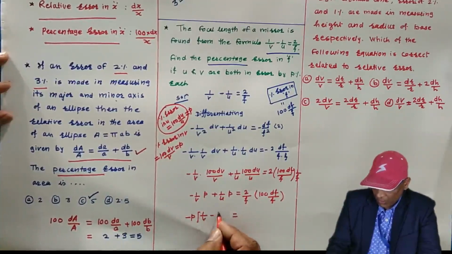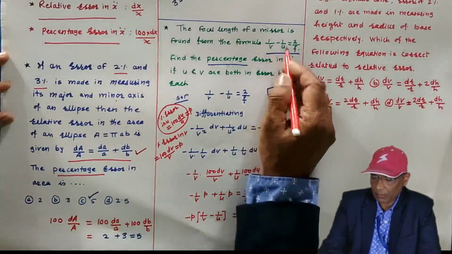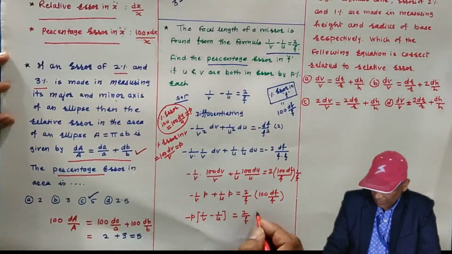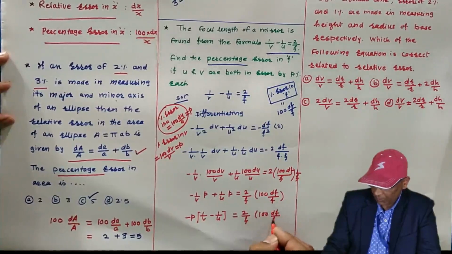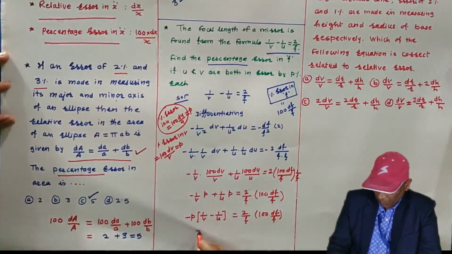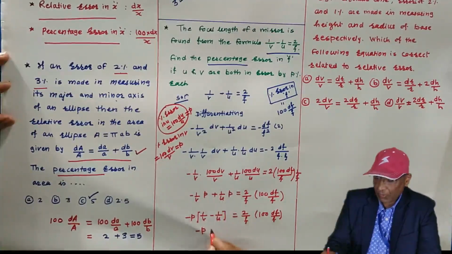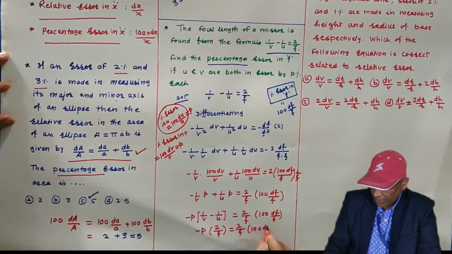Because 1 by u minus 1 by v minus 1 by u, I'll get, and 1 by u minus 1 by v minus 1 by u is 2 by u. That's why I have taken minus p common, instead of taking p common. Now, minus of p and 1 by v minus 1 by u is 2 by f. Right hand side is as it is.